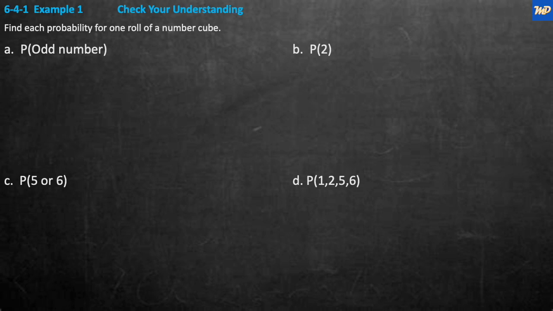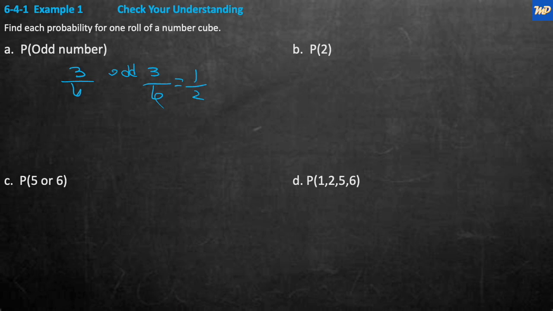Well, if it was 3 out of 6 for an even number, there's only 6 numbers, so for an odd, it's going to have to be 3 over 6 also, and it's going to be 1/2 the time. So half the time you're going to get an even number, and half the time you're going to get an odd number. Okay? What's the probability that you're going to roll a 2?